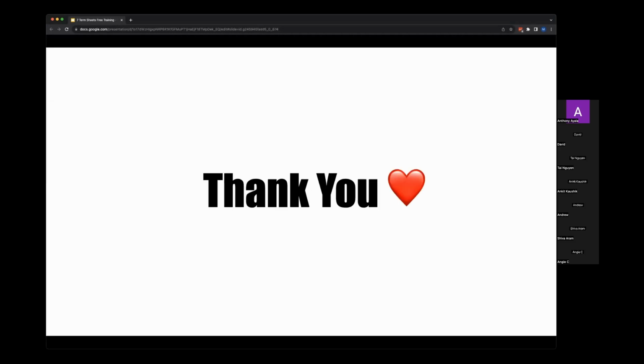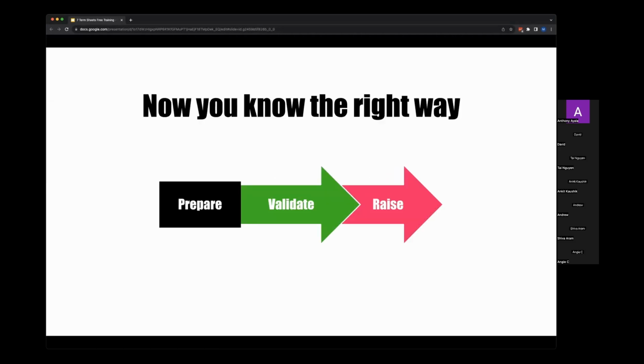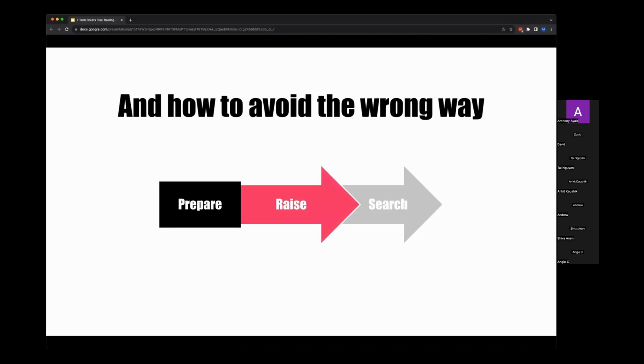So first, thank you. That's sort of closer to the end of my presentation here. My goal out of all of this is that now you understand the right way to run a fundraising process, how to validate a raise, how to run a discovery process, or the fact that you need to run a discovery process, not just blindly go out and raise, that you know how to avoid the wrong ways. So just prepping your materials in a vacuum, running out and just declaring to the world.